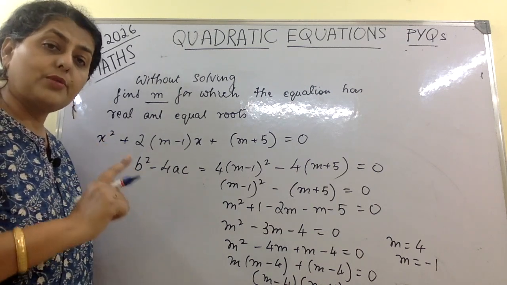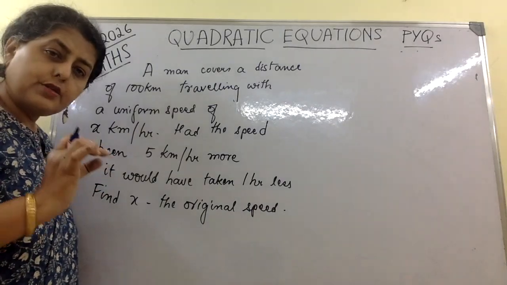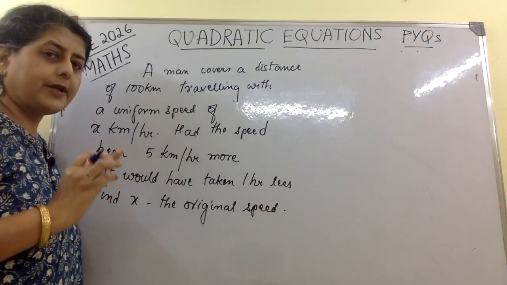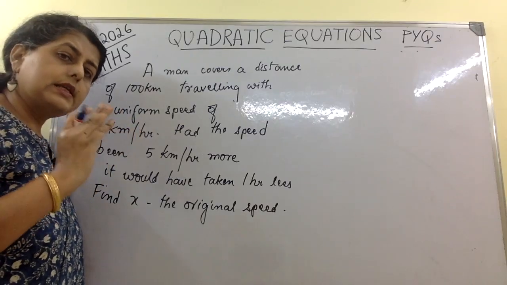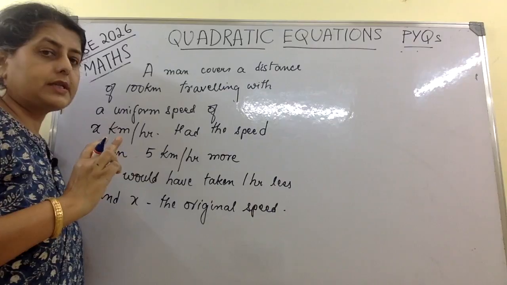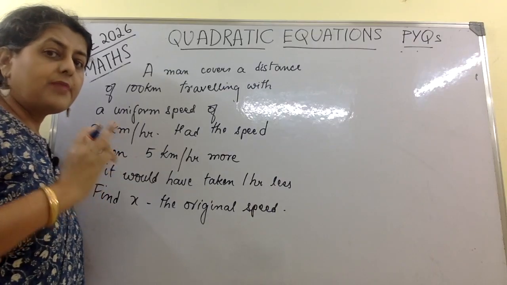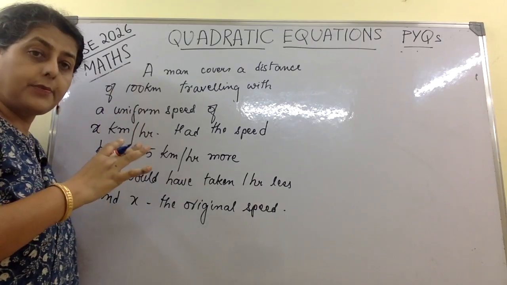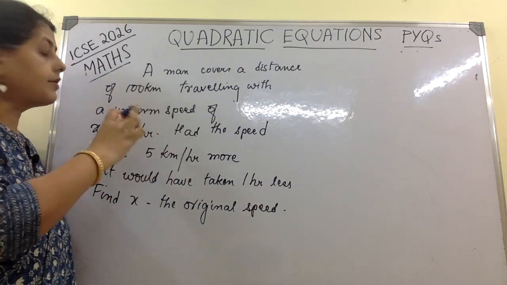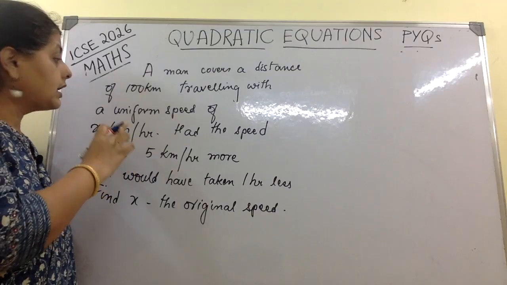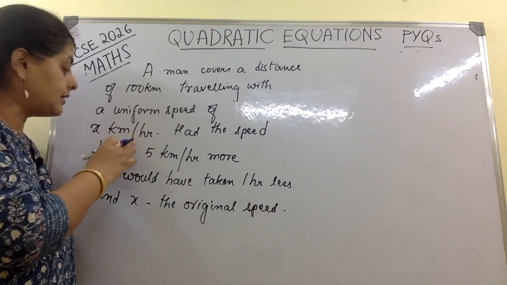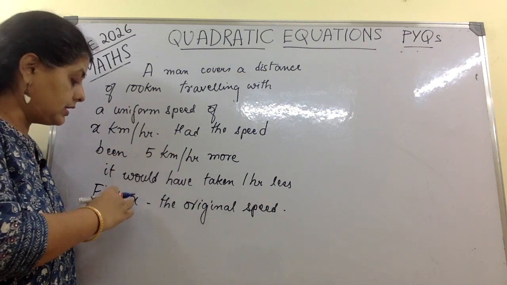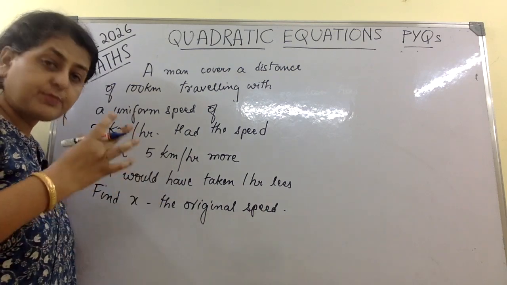Next is a problem sum. Now, quadratic equation problems in ICSE are actually of one type. Over the years, it is one particular type of problem sum they always ask. A man covers a distance of 100 kilometers traveling with a uniform speed of x. Had the speed been 5 km per hour more, it would have taken 1 hour less. Find x, the original speed.